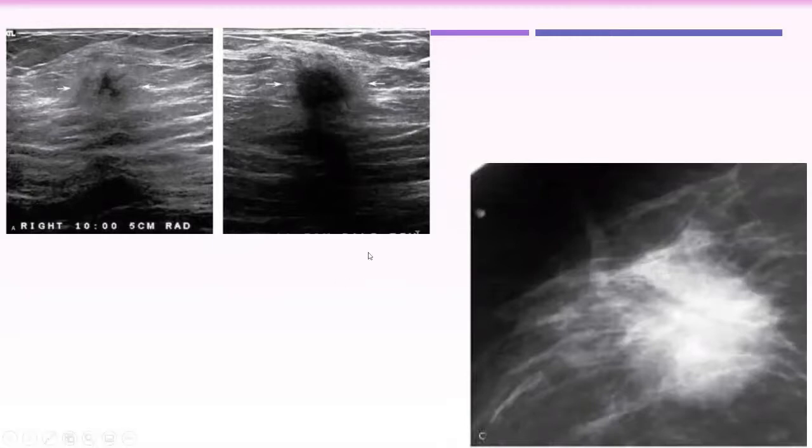On ultrasound, I think the one on the left is a follow-up after receiving treatment or follow-up by a clinician. And the one on the right is when the patient presented. Okay, excellent. What does it mean? Resolution or response. Yes, the lesion is significantly resolving on follow-up.